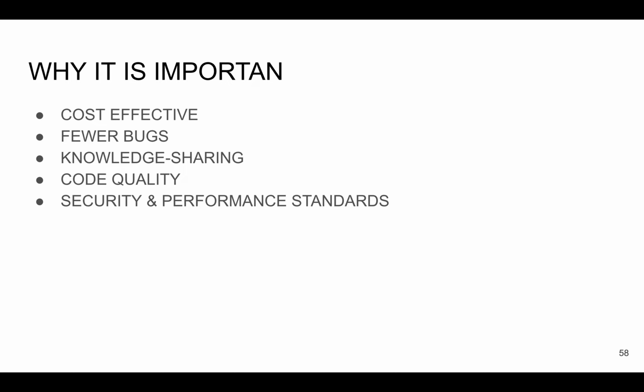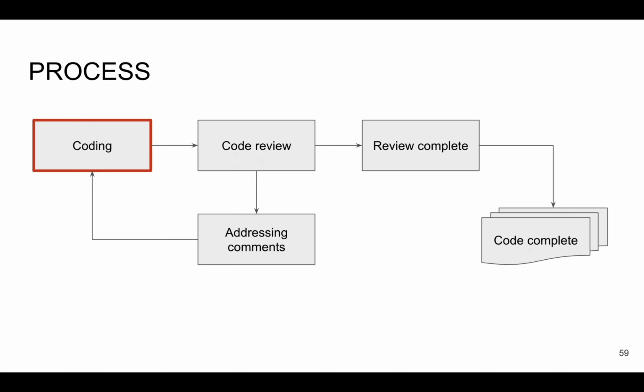The next aspect is code quality. It improves code quality because not everything can be caught by static code analysis. Some pieces of code can be found just by a real person looking at them and understanding that this code should be updated. And then security and performance standards. Code reviewers should check if all standards were applied in this merge request or this piece of code.